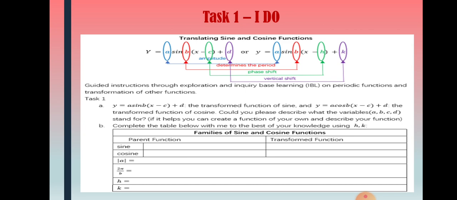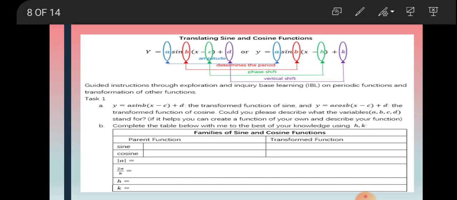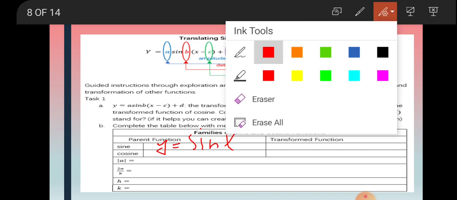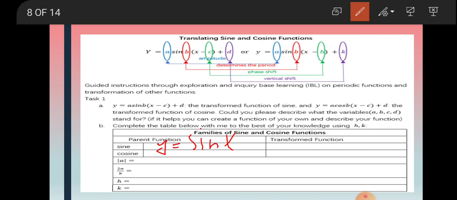So if I want to write it down, I will have y equals sine x. That's my parent function. How about for cosine? For cosine, y equals cosine x. Very good. You guys are good. How about the transformed form?